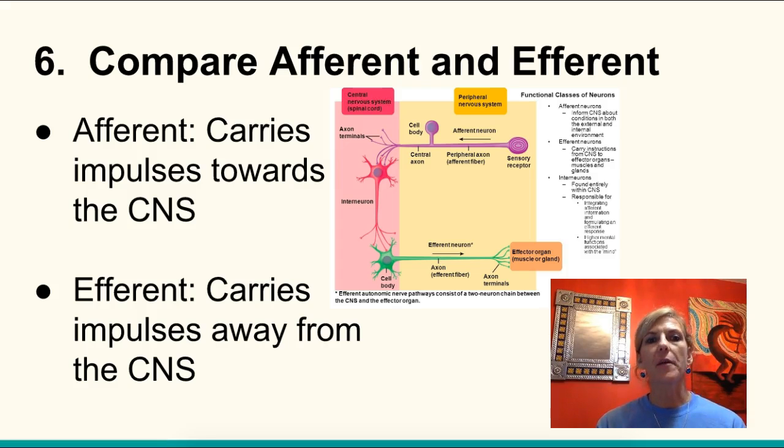Afferent and efferent are both functional classifications of the nervous system, of pathways, of neurons themselves. So afferent means that it's going toward the central nervous system, the information, the impulses, the nerve. And the efferent means that it's going away from the central nervous system. So it's taking information out in order to cause response, whereas afferent is taking information in order to be interpreted.